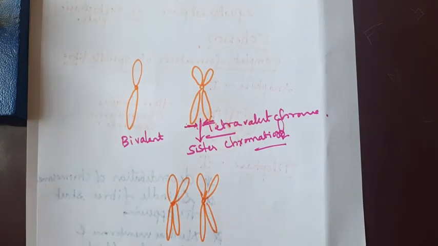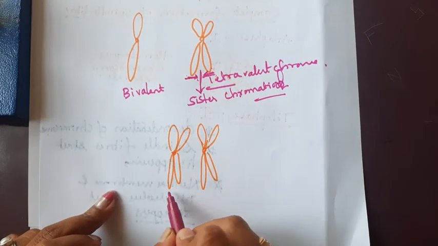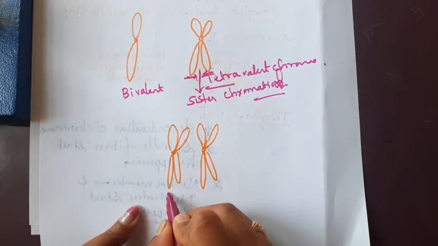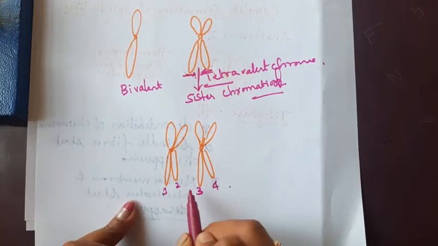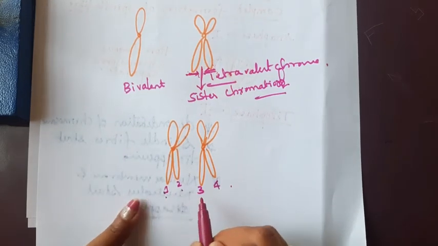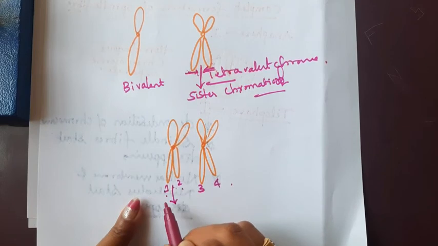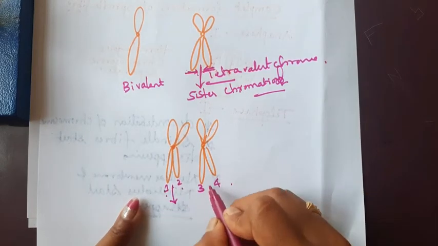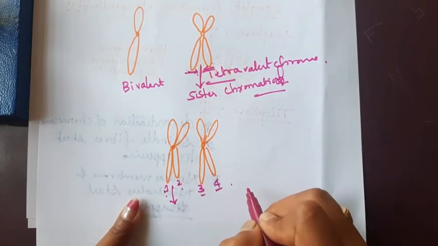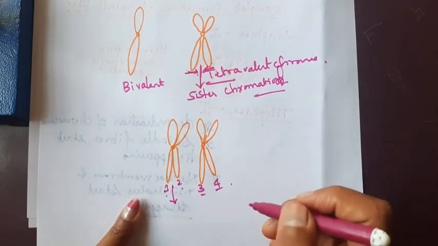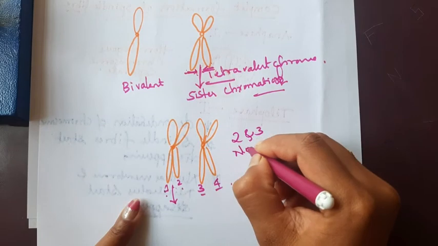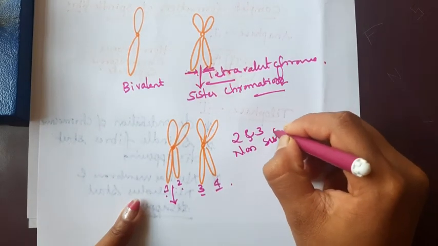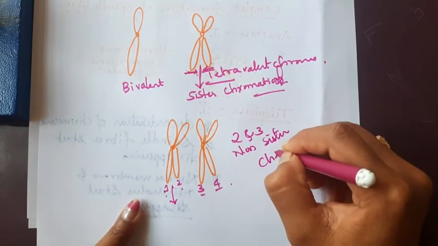The chromatids of different chromosomes. Here I will give the numbers 1, 2, 3, 4. You can see 1 and 2 are the sister chromatids. These are the sister chromatids. Here also you can say that 3 and 4 are the sister chromatids, but 2 and 3 are the non-sister chromatids. Non-sister chromatids.